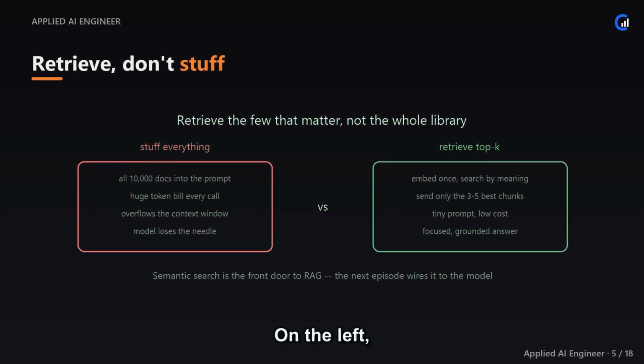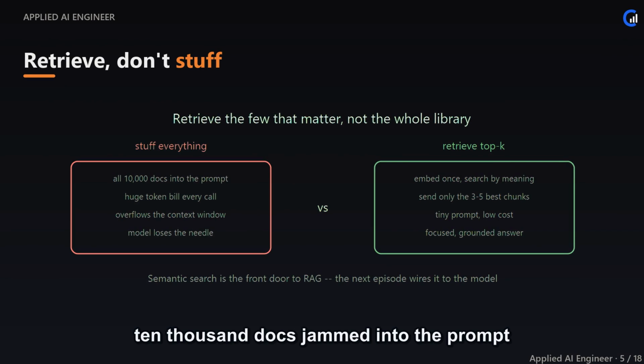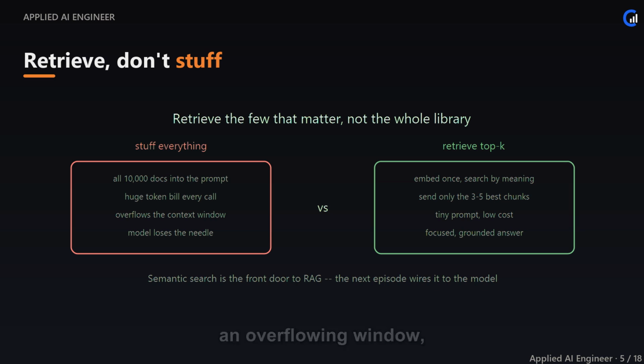Side by side. On the left, stuffing everything: 10,000 docs jammed into the prompt, a huge token bill on every call, an overflowing window, and a model that loses the answer in the noise. On the right, retrieval: embed once, search by meaning, and send only the 3 to 5 best chunks. A tiny prompt, low cost, and a focused, grounded answer. Semantic search is the front door to retrieval augmented generation, and in the next episode we walk through it.